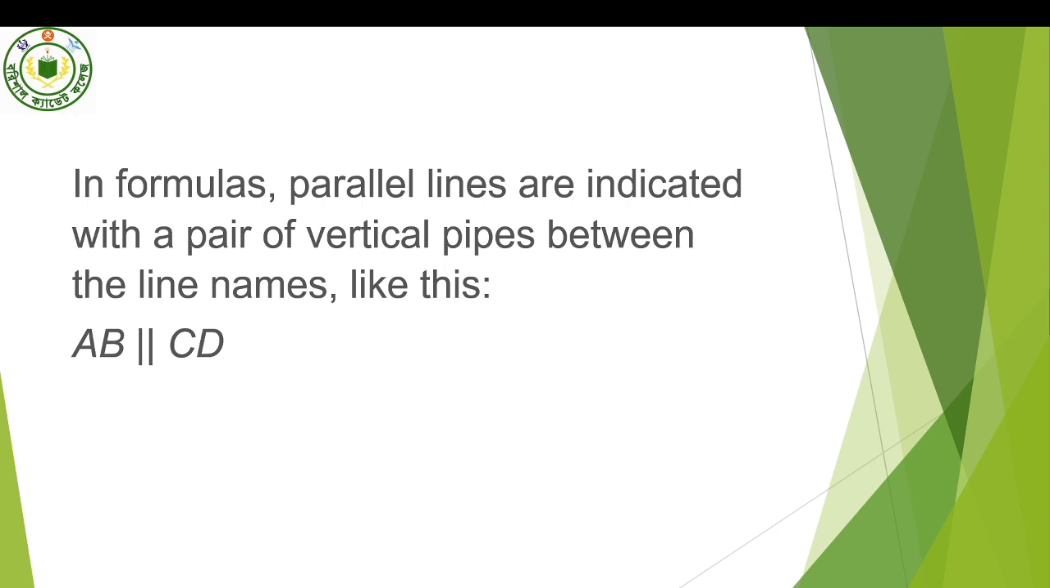What is the notation of parallel lines? If AB and CD are parallel lines, we can write this mathematically as AB ∥ CD. In formulas, parallel lines are indicated with a pair of vertical pipes between the line names like this.